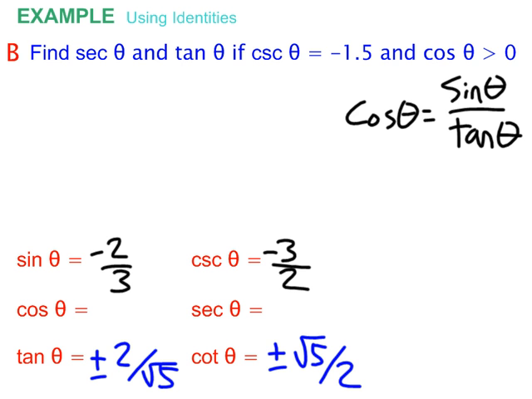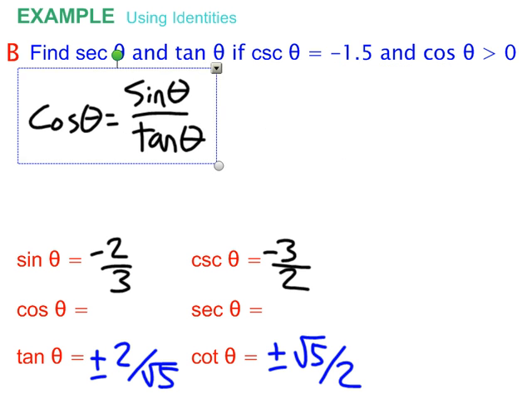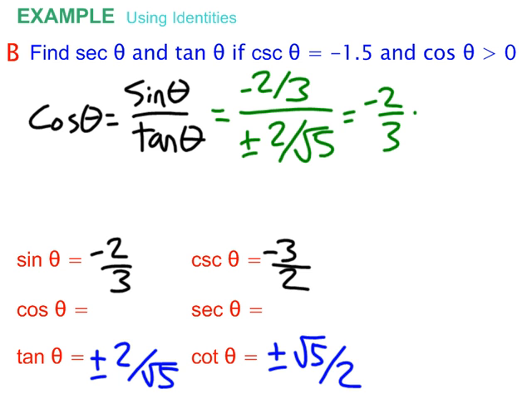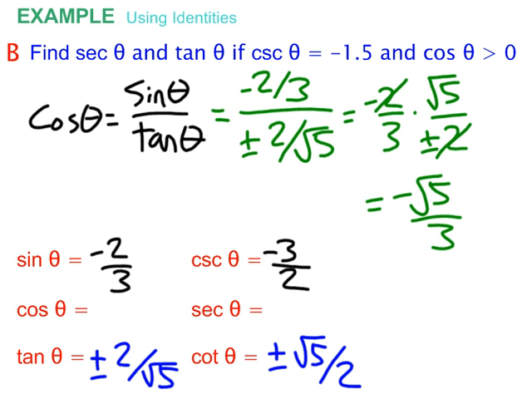So let's plug in the sine and the tangent that we have so far. Sine of theta is negative 2 over 3, tangent is plus or minus 2 over root 5. Be careful in trying to cancel these out. That is going to give us negative 2 over 3 times the reciprocal, root 5 over plus or minus 2. The 2's cancel out. That gives me negative root 5 over 3. And it's really a plus or minus.